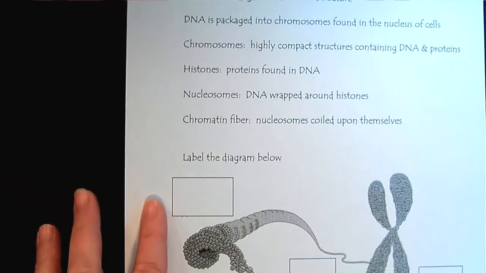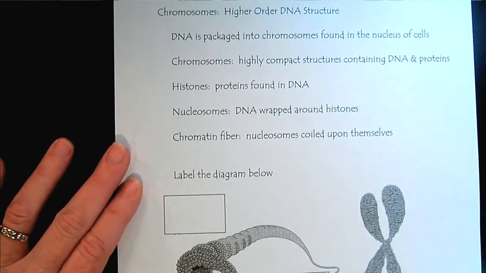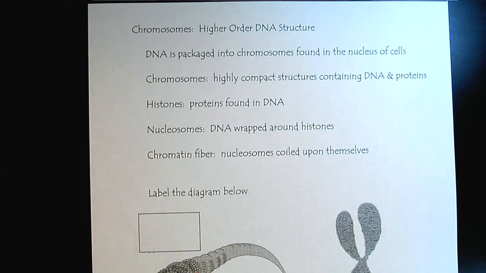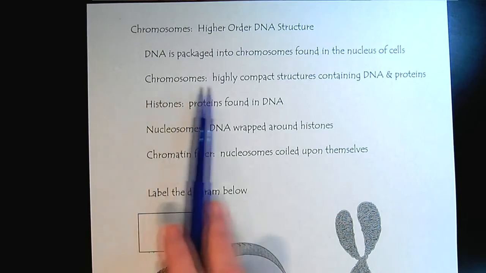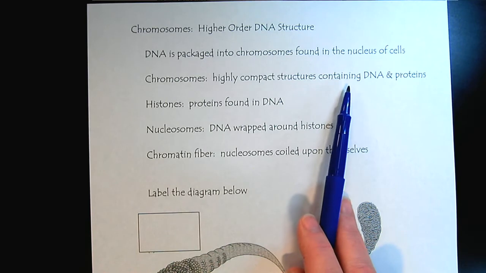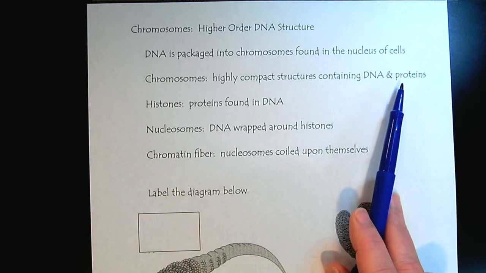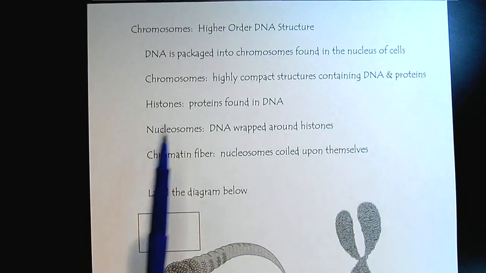And now we'll look at the higher order of DNA. Right? So DNA is packaged into chromosomes that are found in the nucleus of the cell. Right? So the chromosomes are highly compact structures. They include both the DNA and proteins. Right? So what are these proteins? These proteins are called histones.